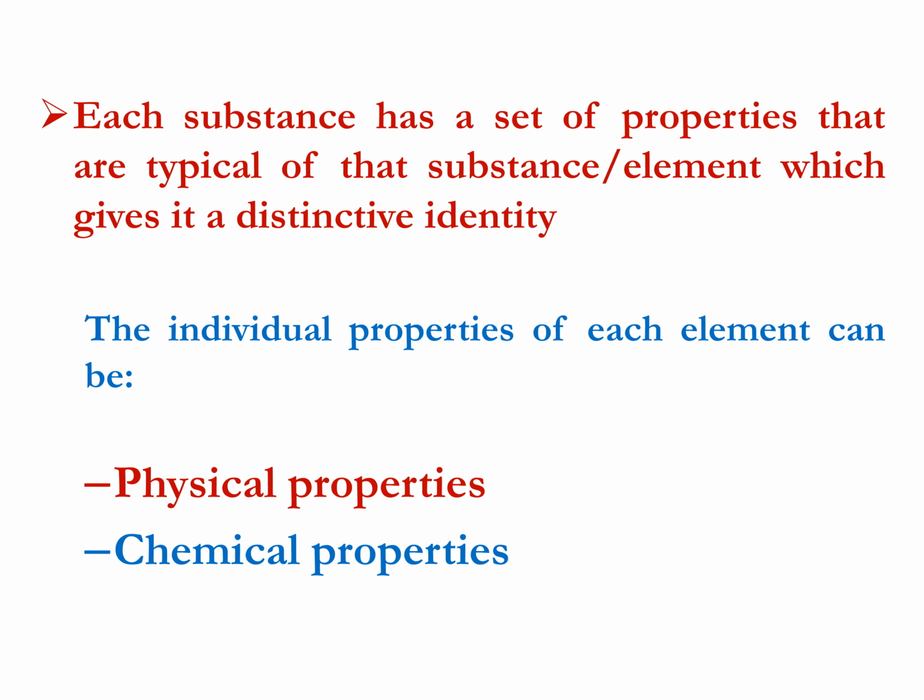Now we look at how to recognize pure substances. Each substance has a set of properties that are typical of that substance, which gives it a unique identity. So, each substance must have a set of properties which are typical of that substance, and this is what makes that substance unique. The individual properties of each element can be physical properties and chemical properties.